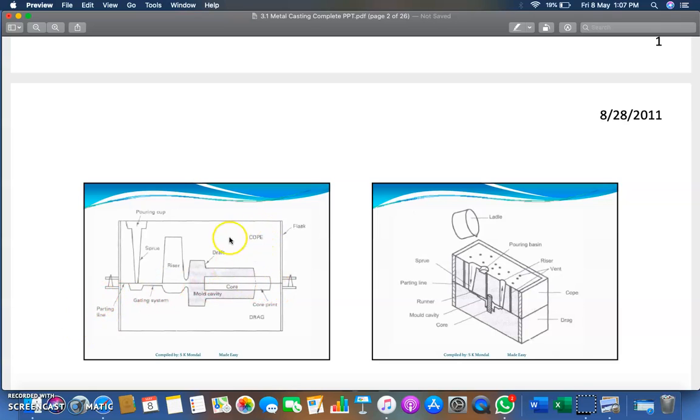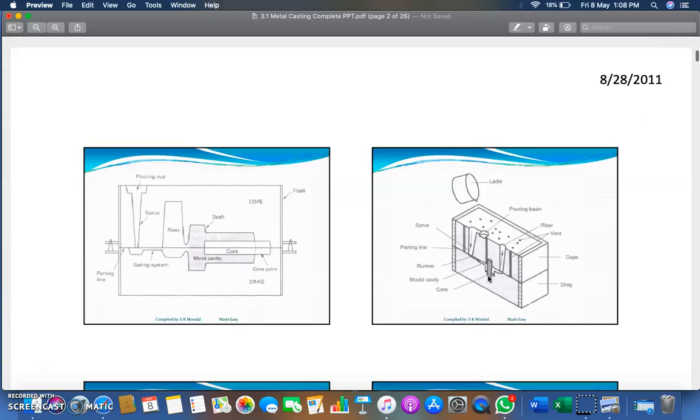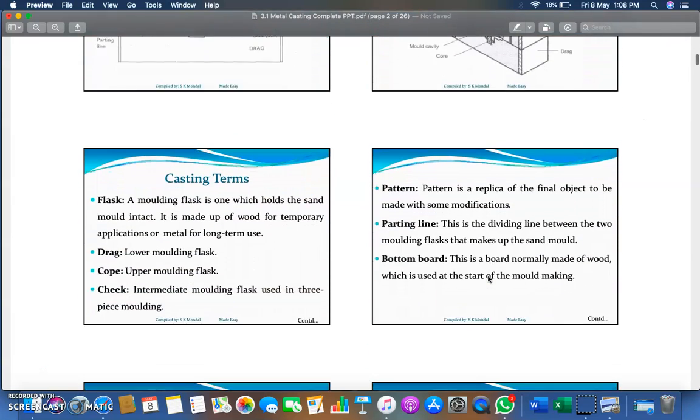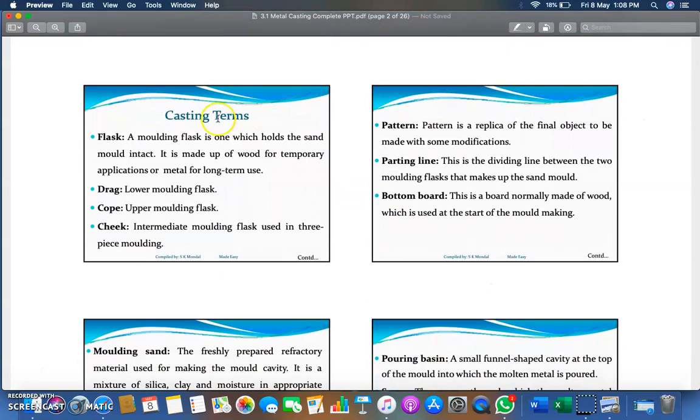The upper part of the pattern is called the cope, and the lower part of the pattern is called the drag. From this ladle you have to pour the material inside this gating system to prepare the mold cavity. These are the parts you can see in the cross sectional view as well. Draw this diagram and you will remember all the things very nicely. The definitions of the casting terms are written here.